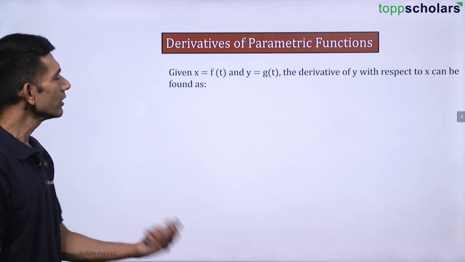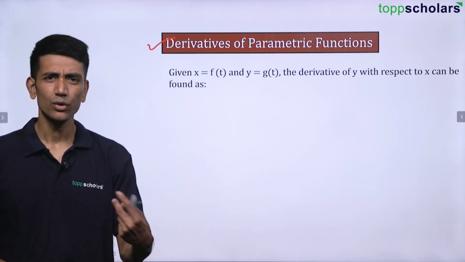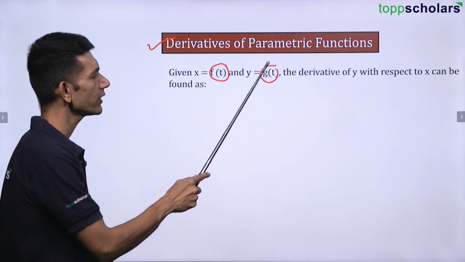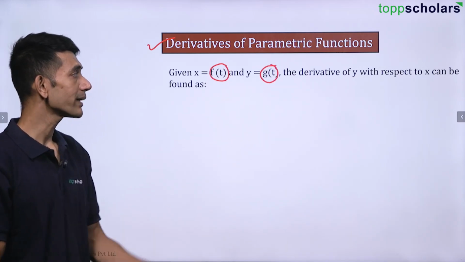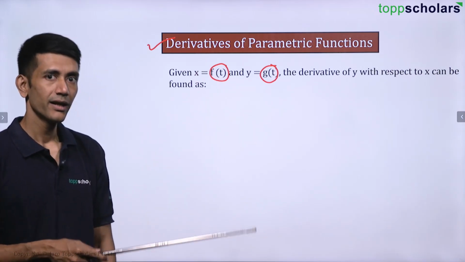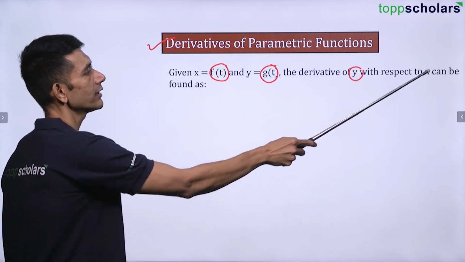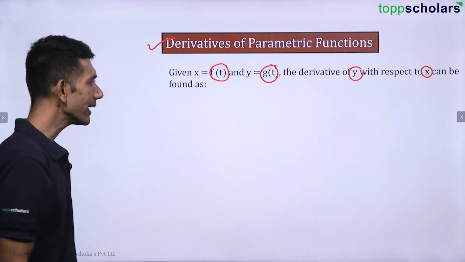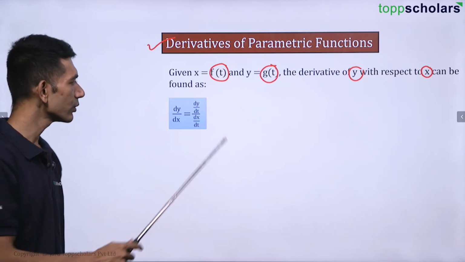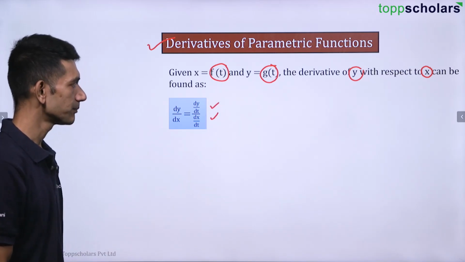Let us continue. Now we're going to talk about the derivatives of parametric functions. Suppose there are two functions, say x is equal to f of t and y is equal to g of t. See, x is f of t and y is g of t. Still we can find out the derivative of y with respect to x. And how do we do that? We do it like this: dy by dx is equal to dy by dt divided by dx by dt.